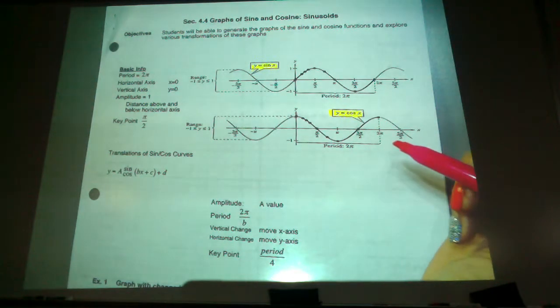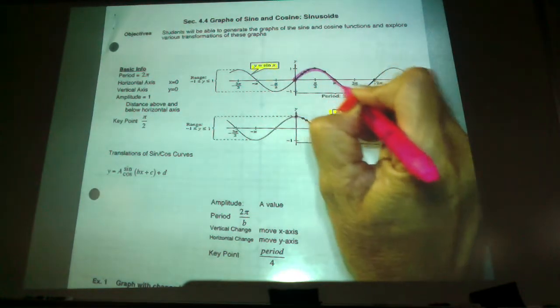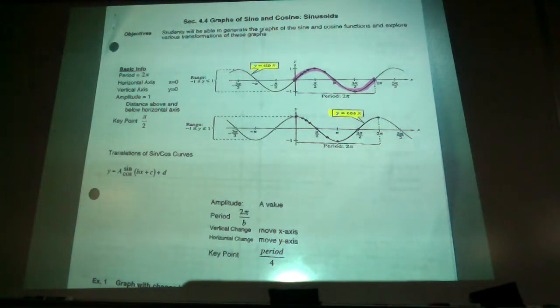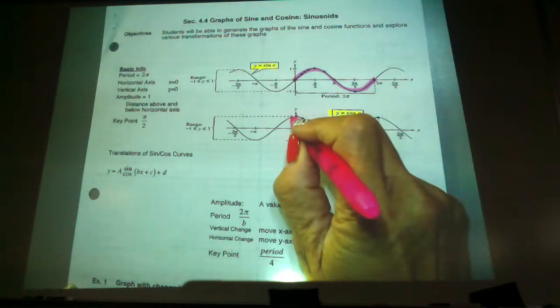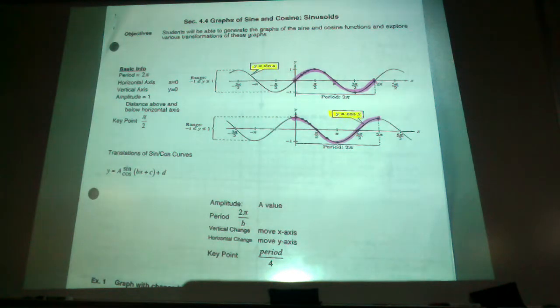I want you to highlight just one period of sine. So if I highlight one period of sine, it's from 0 to 2 pi. It looks like a sideways S. S for sine, sideways S. If I highlight one period of cosine from 0 to 2 pi, it looks like an upside down bell curve or a sideways C for cosine. Now don't they look vastly different? Wouldn't you agree with that? I would certainly say so.